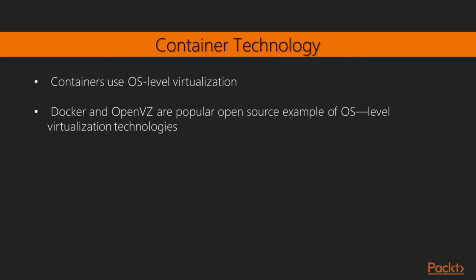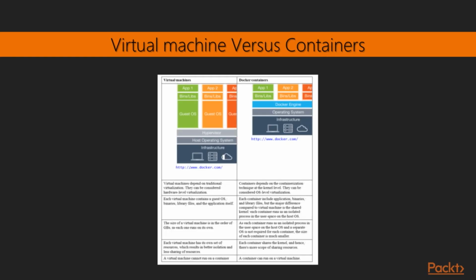Container technology. Containers use OS-level virtualization, where the kernel is shared between isolated user spaces. Docker and OpenVZ are popular open-source examples of OS-level virtualization technologies. Docker. Docker is an open-source initiative to wrap code, the runtime environment, system tools, and libraries. Docker containers share the kernel they are running on, and hence start instantly and in a lightweight manner. Docker containers run on Windows as well as Linux distributions. It is important to understand how containers and virtual machines are different. Here is a comparison table of virtual machines and containers.